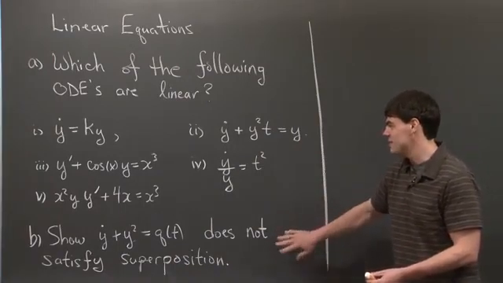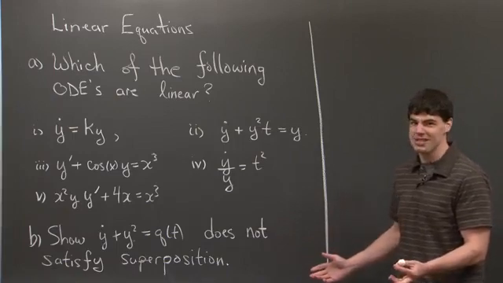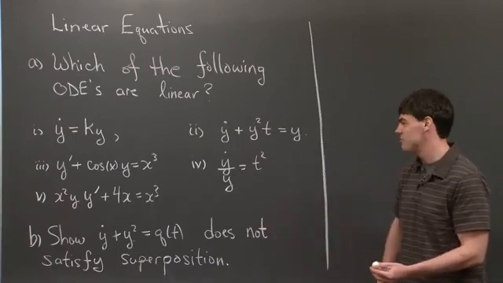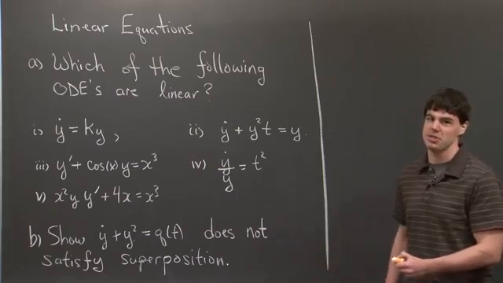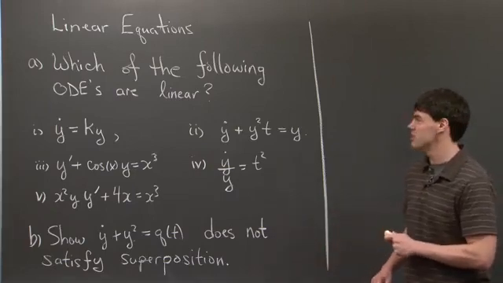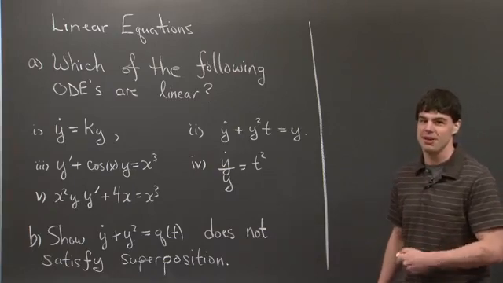And we ask to consider the differential equation y dot plus y squared equals some function q of t, and just to demonstrate that this equation does not satisfy the superposition principle. So I'll let you take a look at this problem and try and work it out for yourself, and I'll be back in a minute.